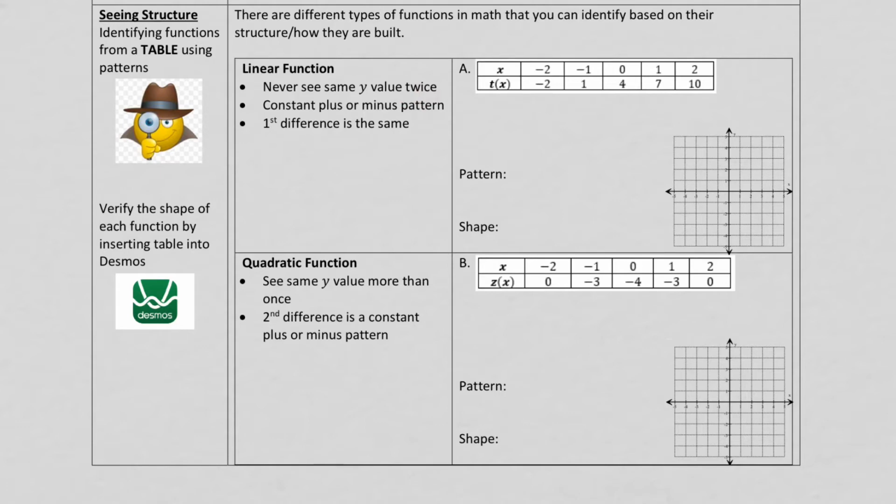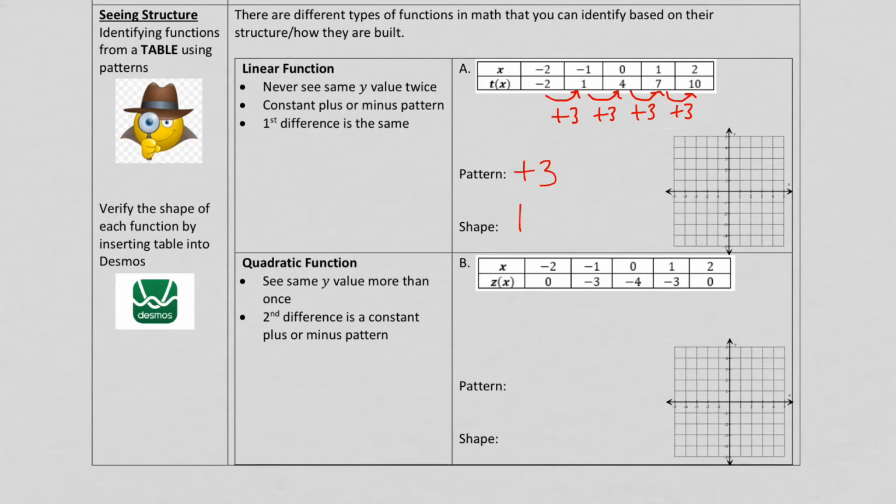So with that, if I look at this table, if I find a pattern between all the y values, in this case I'm calling it t of x, notice how the pattern will be from -2 to 1, 1 to 4, 4 to 7. You see how the values are going up, so it's going to be a plus pattern, and it's going to be a +3 pattern every time. So +3, +3, +3, +3. So I have here a constant plus pattern. The second that I see that in a table, I know that I'm going to have a line, because we said that plus and minus patterns are going to be lines.